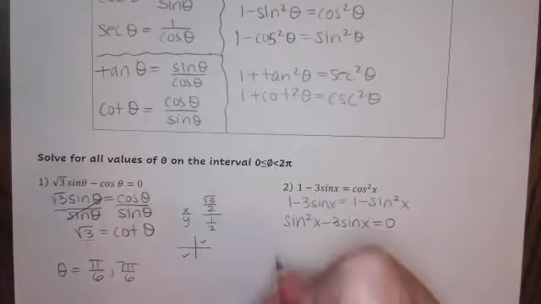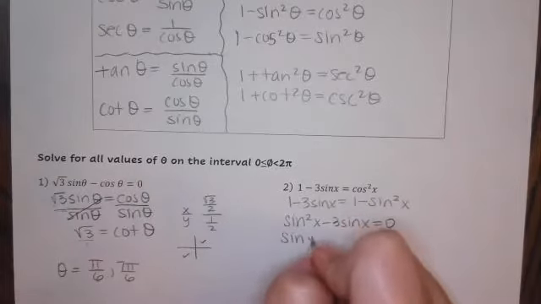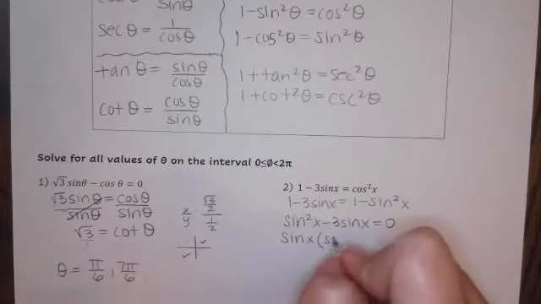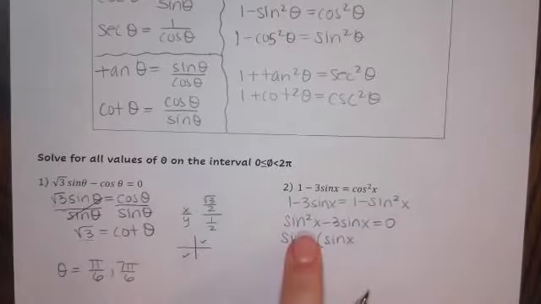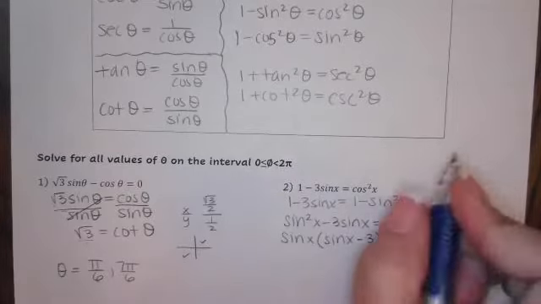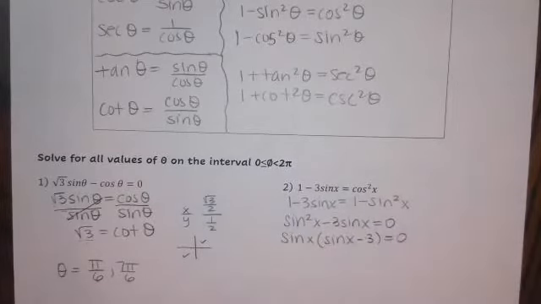I am ready to factor. So we can factor out a sine x, since that's the GCF. And so sine x times sine x gives me that sine squared of x. And sine x times -3 gives me that -3 sine x.